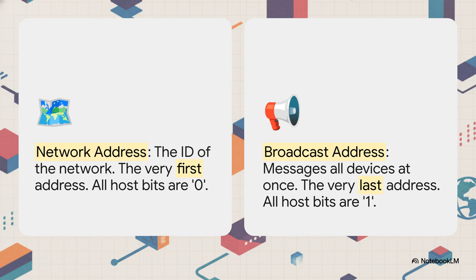The best way to think about it is like the name of your street. It's not a specific house, it's the street itself. The very last address is the broadcast address. This is like a megaphone for the whole neighborhood. It sends a message to every single device on the network at the same time. Pretty cool, right? That's why you can't assign them to a single computer.